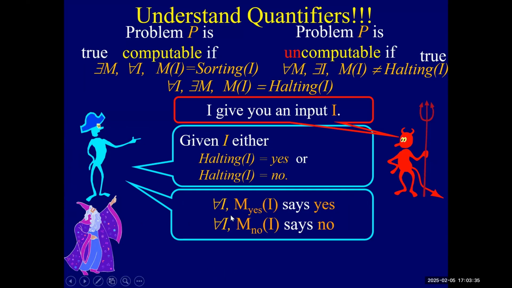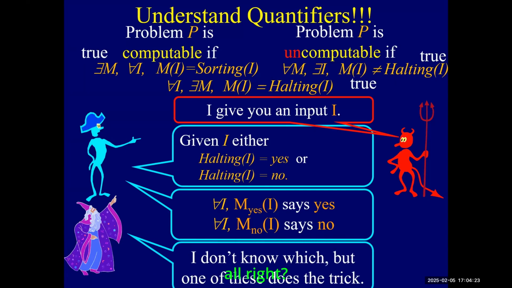Let's create two machines. One machine, for any input, says yes. The other machine, for any input, says no. Now, one of these machines gives the right answer for our input. Do I know which? No. Do I know that one of them works? Yes. One of these works. For every input, there exists a machine that happens to give the right answer, because there are only two answers. So I only need two machines. Does that make sense? I'm telling you, be careful with these logic things.